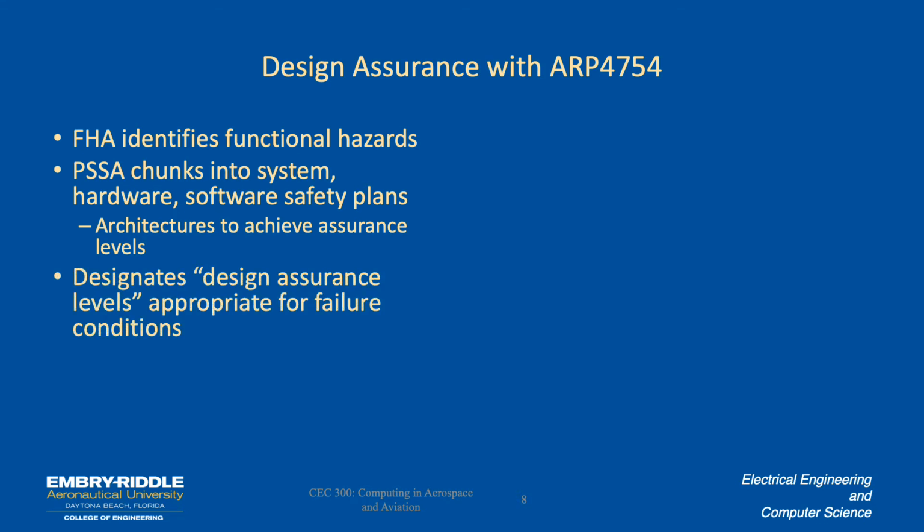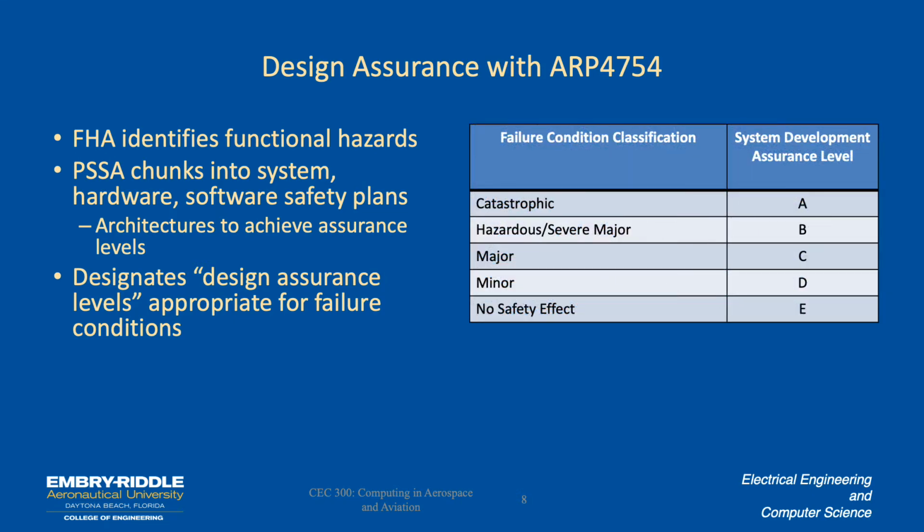You can designate a design assurance level appropriate for failure conditions. Again, we've talked about these different failure conditions: catastrophic, severe, major or hazardous, major, minor, and the like. Under ARP 4754, these are given letters, just so you don't have to say catastrophic hazard. You have level A, B, C, D, E for each of these. And then you design to achieve level A assurance, level B assurance, etc.